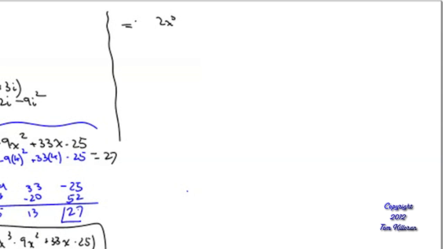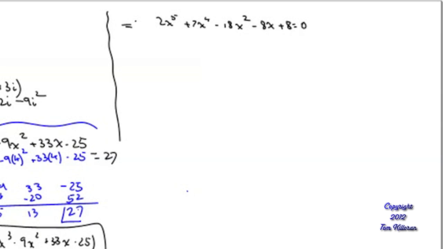2x to the 5th plus 7x to the 4th minus 18x cubed minus 8x plus 8 is equal to 0.